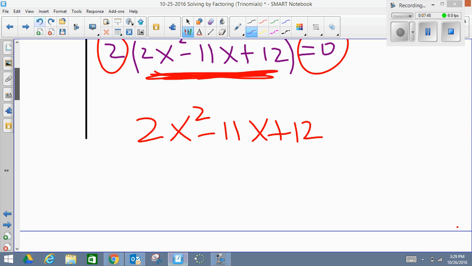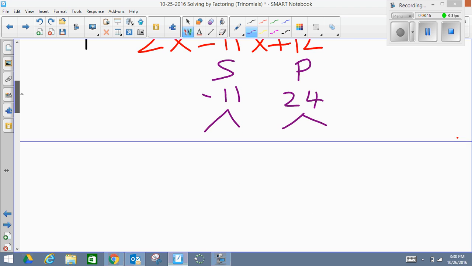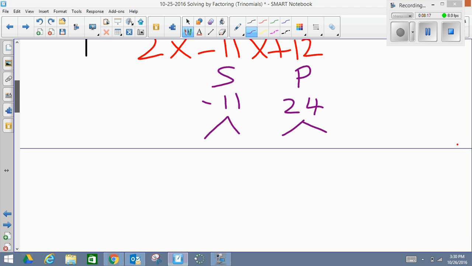I get 2 numbers by multiplying the leading coefficient times my constant. That's going to give me 24. So my product right now is 24. The product we did before, which was our last term, is now the leading coefficient times our constant. It gives me 24. The sum remains the same, negative 11, which is the middle value. Now I need 2 numbers that multiply to 24 and add to negative 11. So there you go, 8 times 3, very good.